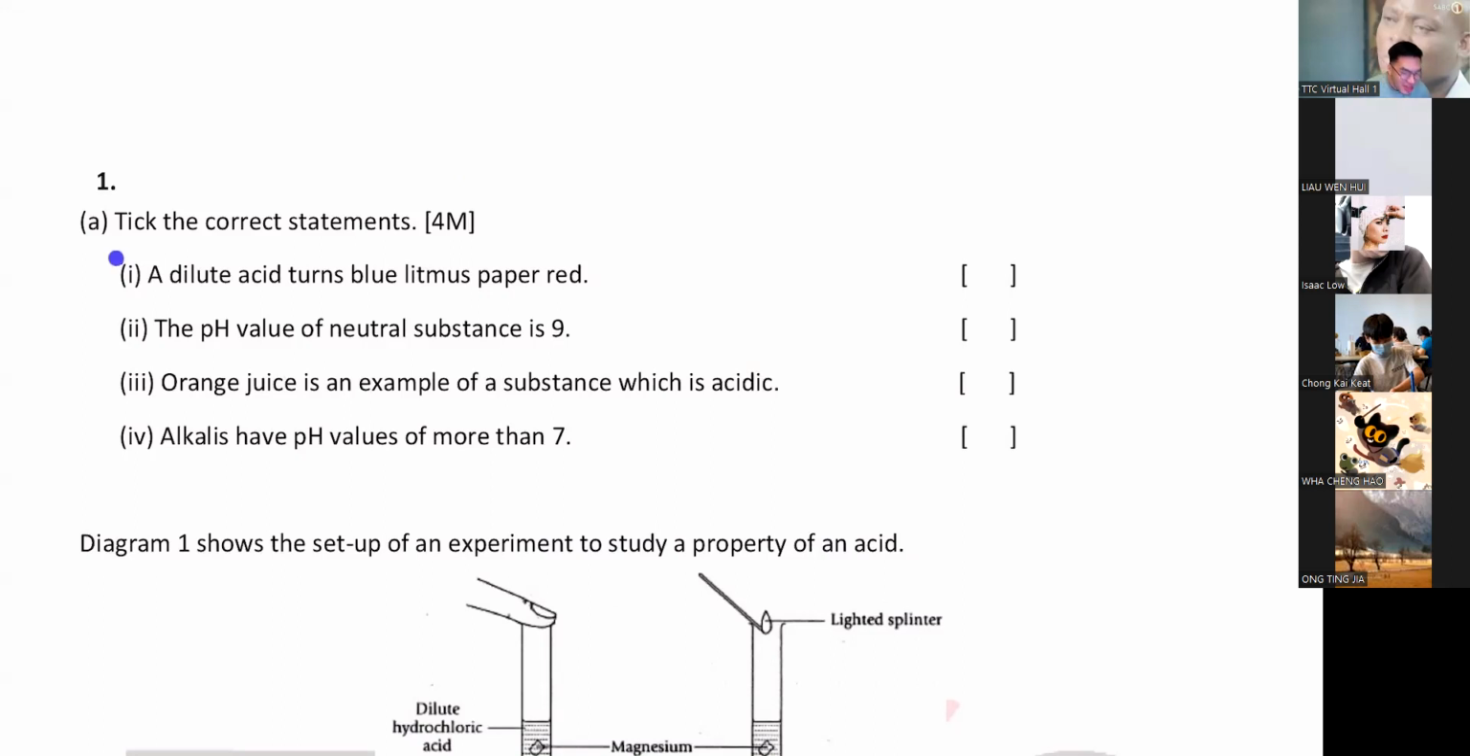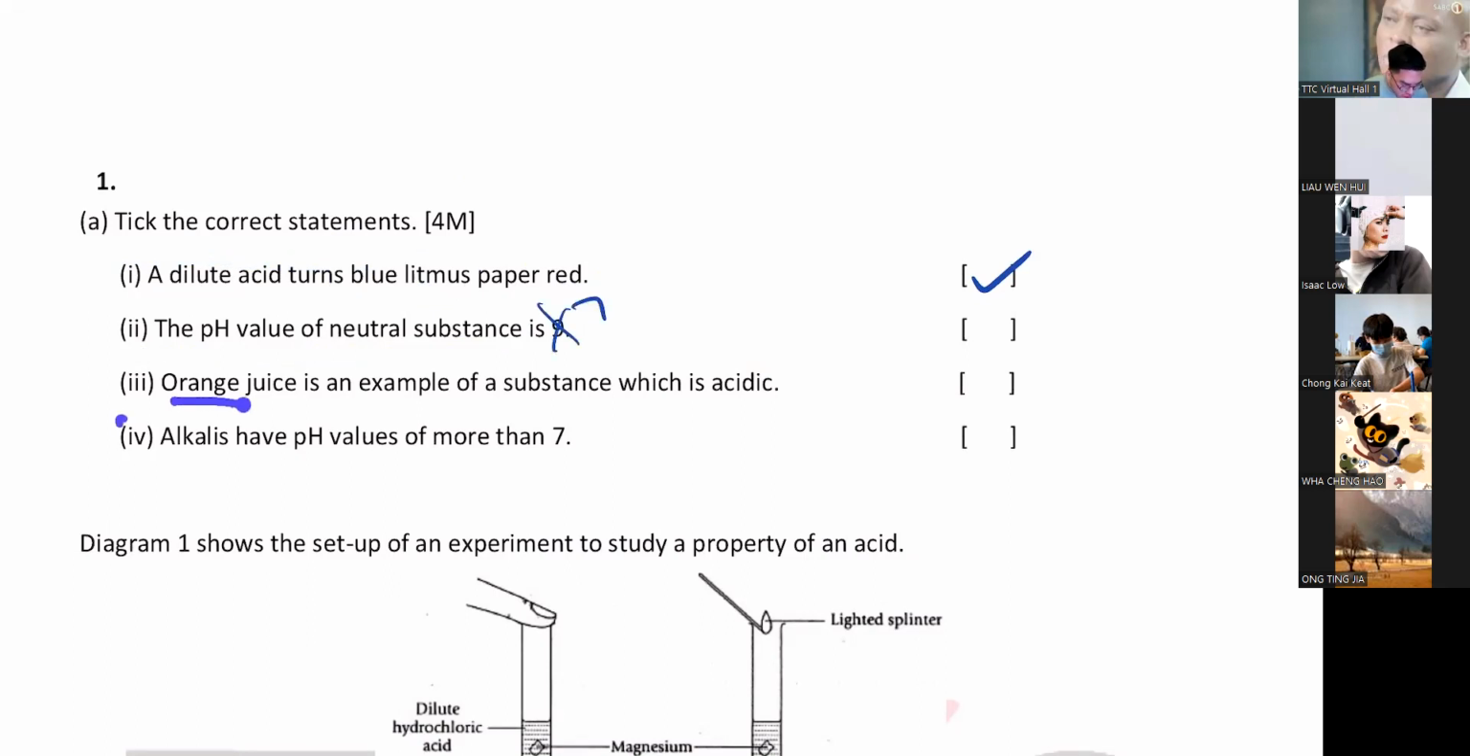Number 1, pick the correct statement. It's general knowledge. Okay, so pick the correct statement. A dilute acid turns blue litmus paper red. Yes, this is correct. Next, number 2, the pH value of neutral is 9. Nope, it's 7. So this is wrong.